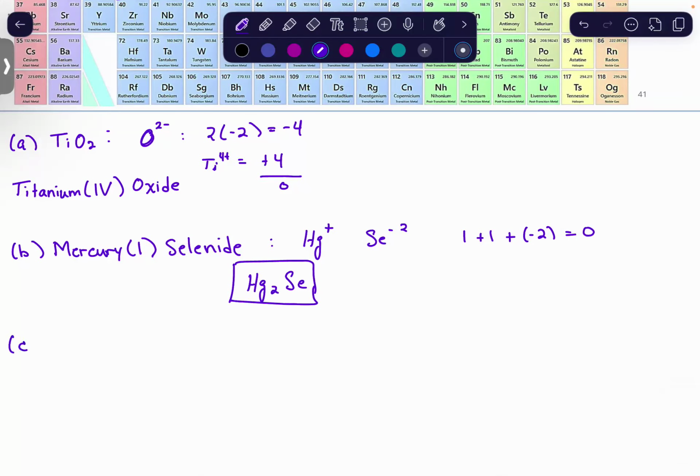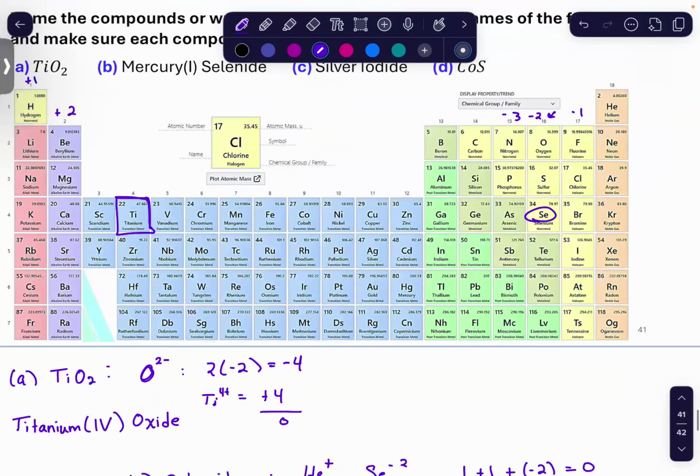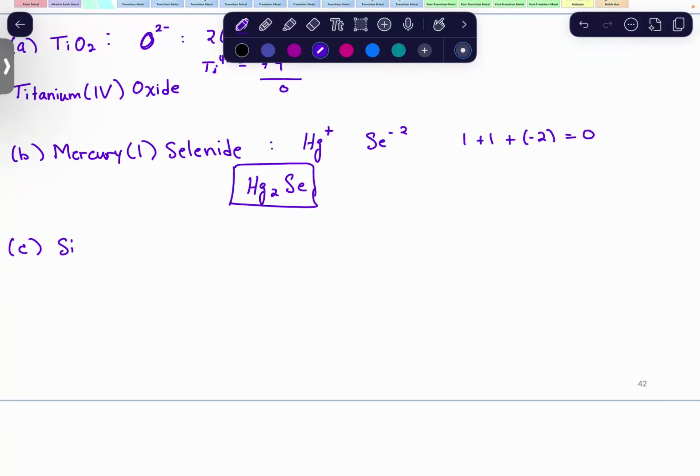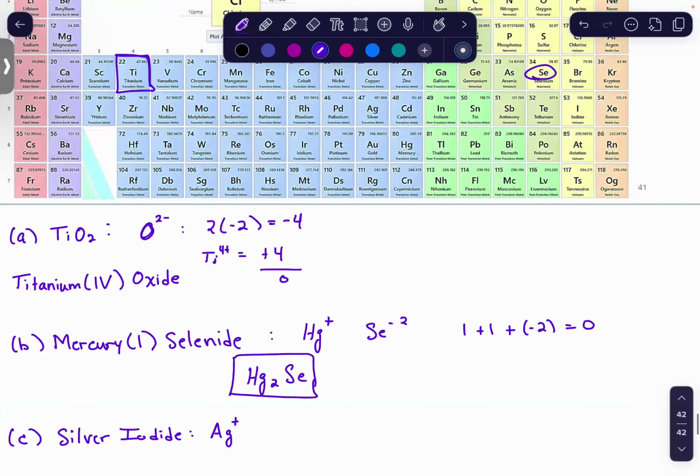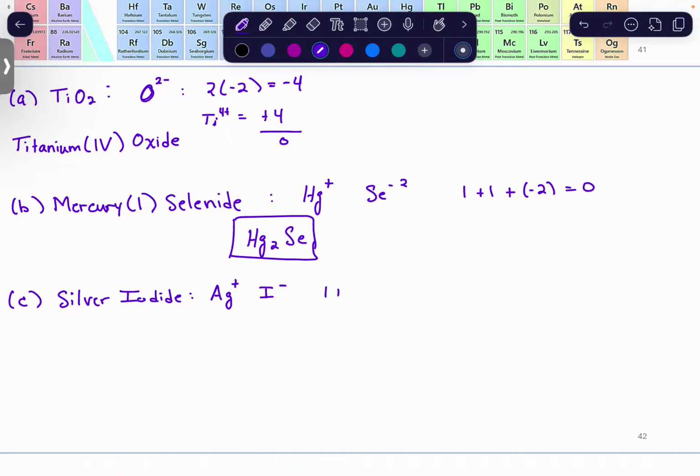Okay, so part C, silver iodide. Well, silver is one of my exceptions. So I already know that silver is a +1. It's the iodide. Okay, well, that's the -1 column, so column 17. So iodide is a -1. Okay, so that's already 1 plus a -1 equals 0. So silver iodide just goes together as AgI, and that's going to be your neutral compound.